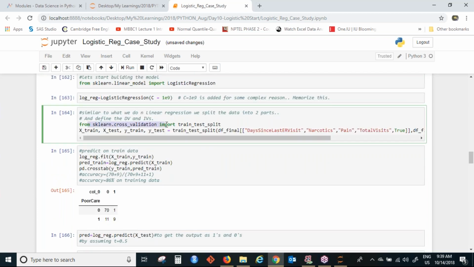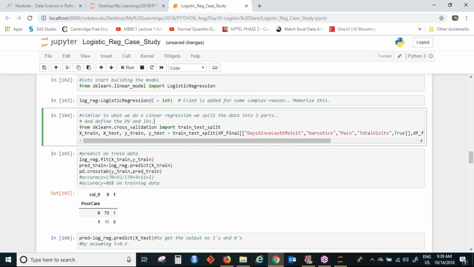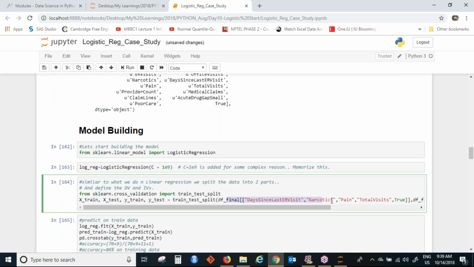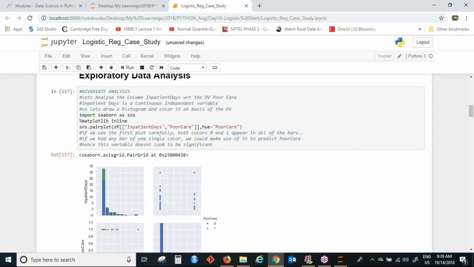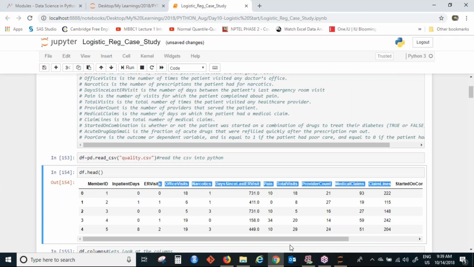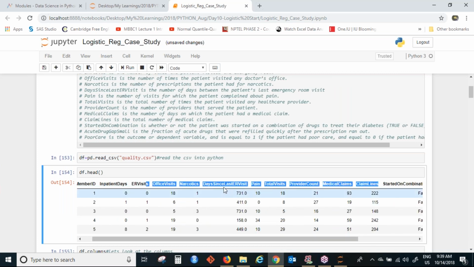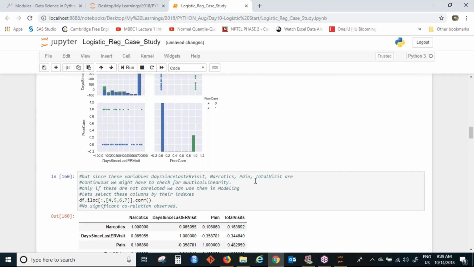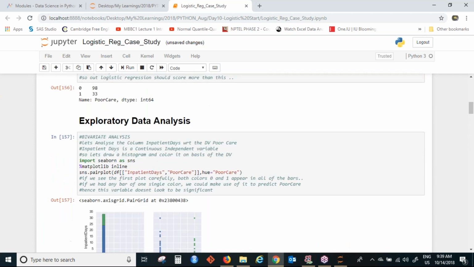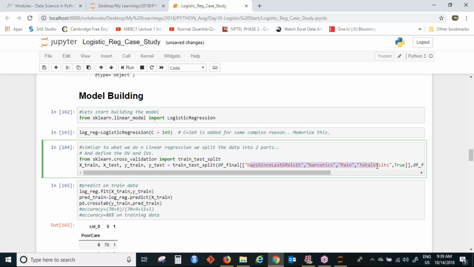And then look at this. This is the same as what you did earlier. You have divided your data into training and test. Here you have decided which variables you want to use as independent variables. Now I have a lot of independent variables, but I'm not using all of them. I'm only using these 4 of them as my independent variables.